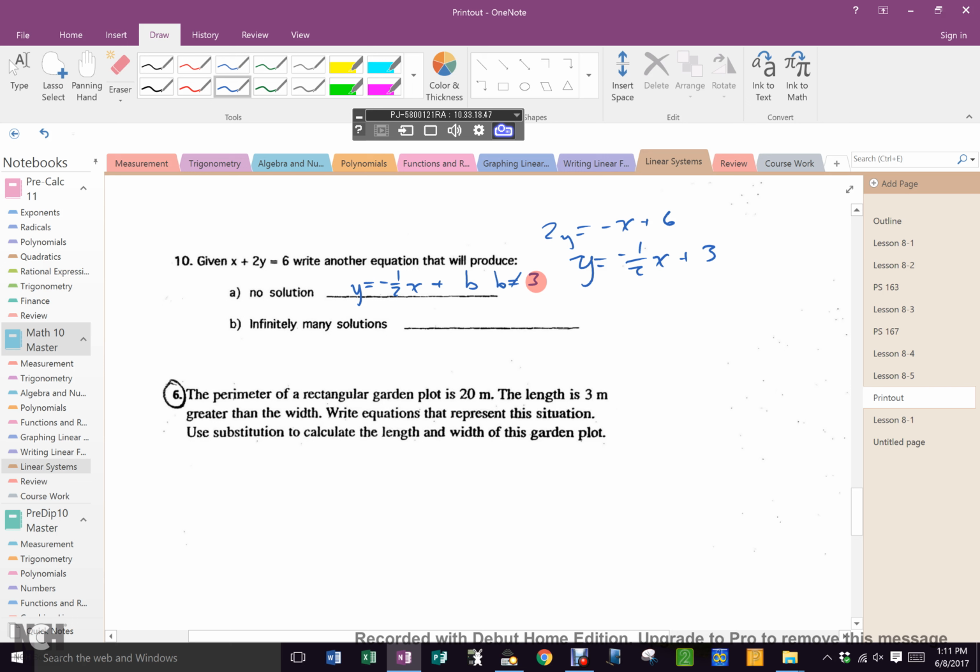Because if b equals 3, it's two lines right on top of each other. And how many times do they touch? All the time. Oh, wait a minute. What's the next question? So it would be y equals negative 1/2 x plus what? 3. Because that's the same line. And they'll be right on top of each other. Everybody good?